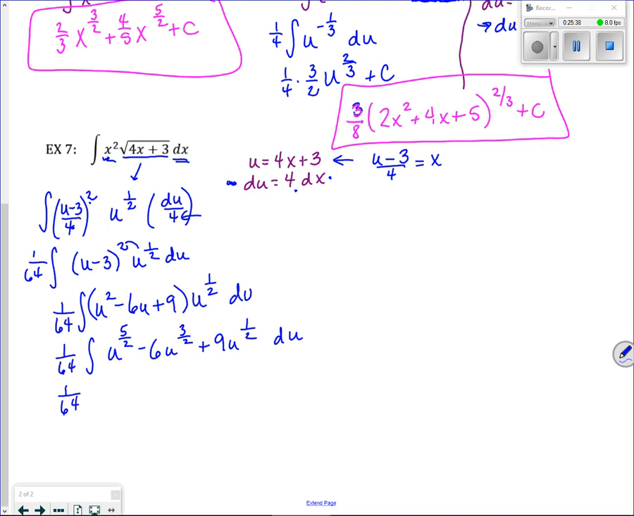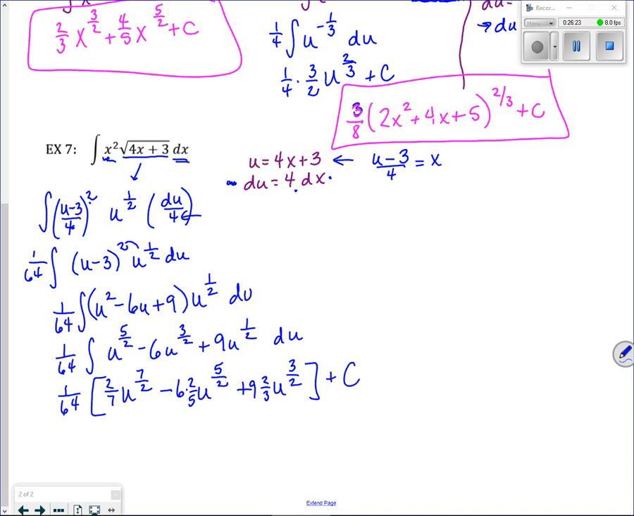1 over 64. Let me integrate u to the 7/2 times 2/7. Correct? Minus u to the 5/2. Now remember, you have 2/5. Here, I don't want to confuse you. You have 6 times 2/5. I'll clean that up in a minute. So that'd be 12 over 5. Just making sure you get where I'm getting my numbers. And then I would have u to the 3/2 times 2 over 3 times 9, all of that plus 6.